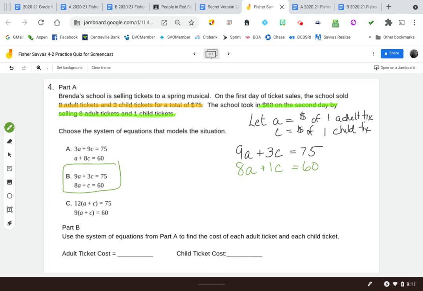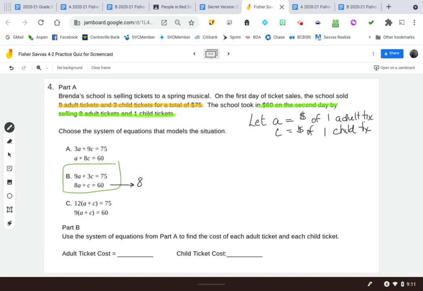All right, so for part B, we have to use that system of equations to find the cost of each adult ticket and each child ticket. All right, I'm going to erase my 2 equations here. I'm just going to use the 2 equations that I have in the answer. Before I can solve this, and again, we're going to use substitution, I need to take the bottom equation and solve for C because I need to solve for a variable in order to use the substitution method.